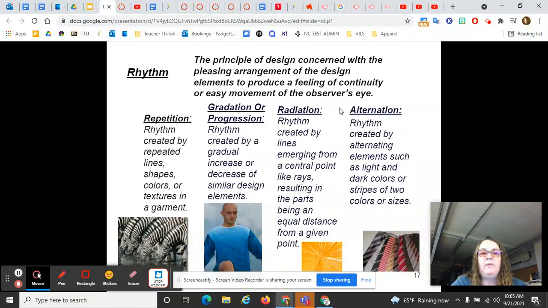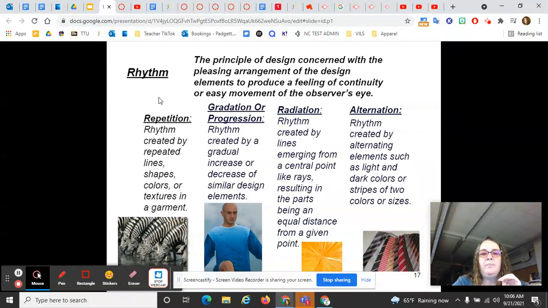Now, rhythm, think of rhythm, think of music. It is how the eye moves with the outfit. It is the feeling of movement. When you look at something, your eye is moving there. There are 4 types.